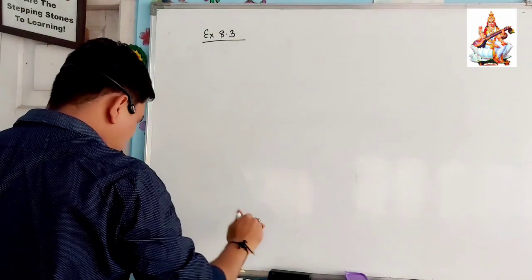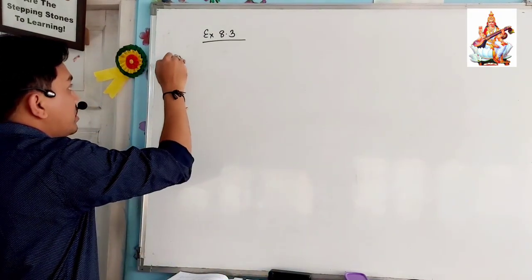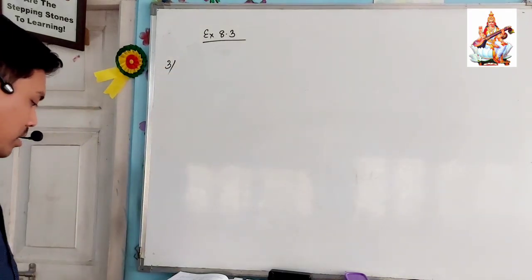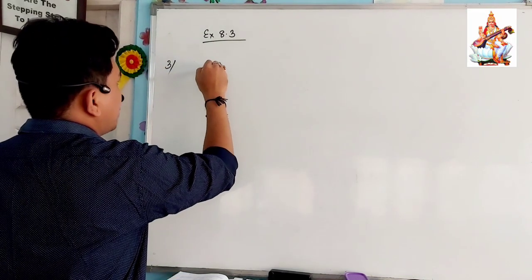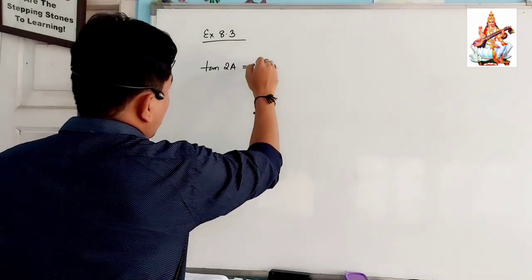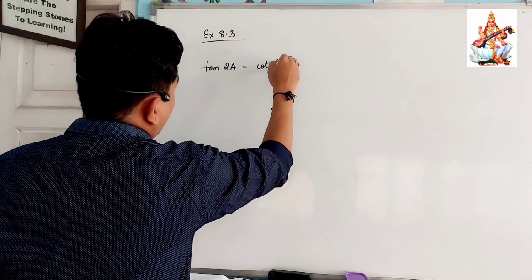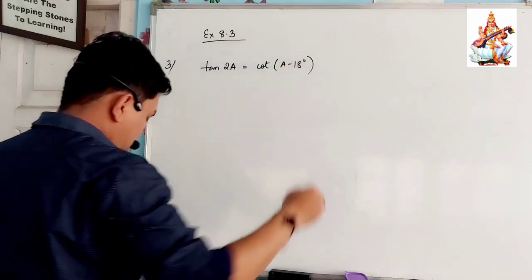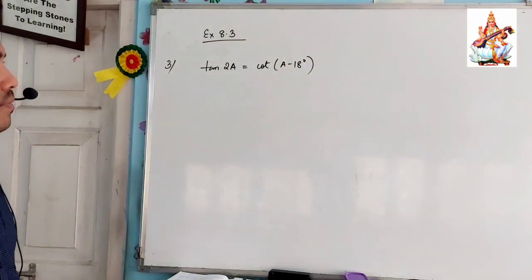Question number 3, number 1. Oh, sorry, question number 3. There is only one question. Now it's given that tan 2a is equal to cot a minus 18 degrees. And what we have to find out? We have to find the value of a.